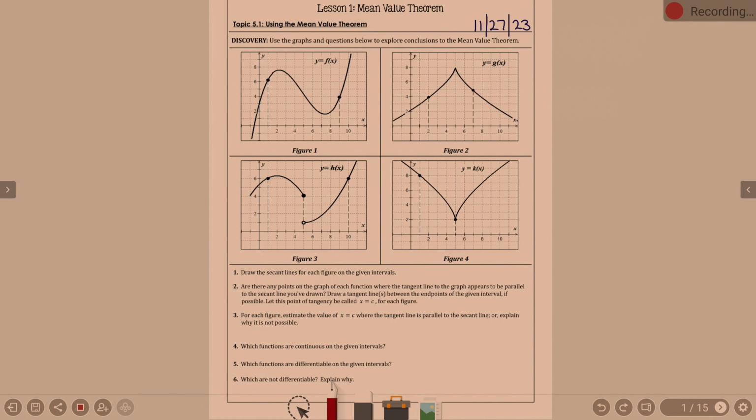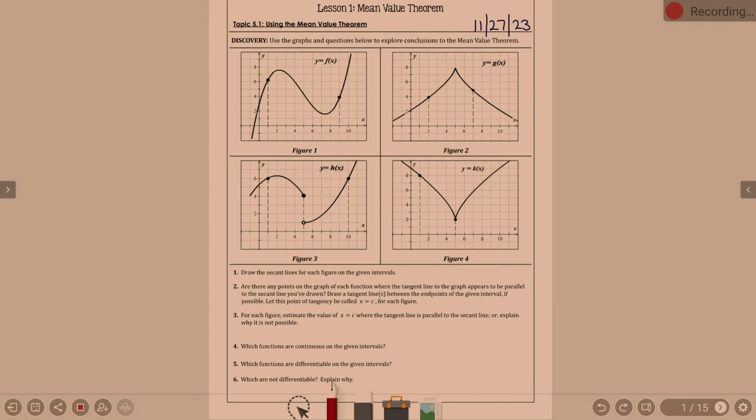This is the mean value theorem. We have a couple of theorems to talk about in this unit, one of which is the mean value theorem, or as you might hear, MVT. We already have IVT, the intermediate value theorem, so we're going to talk about MVT, the mean value theorem.